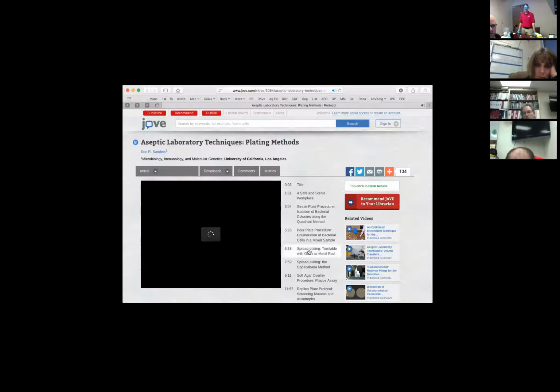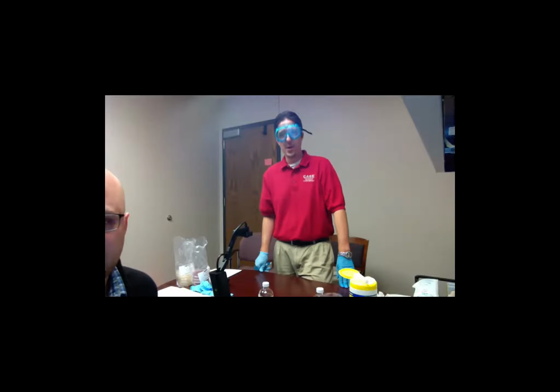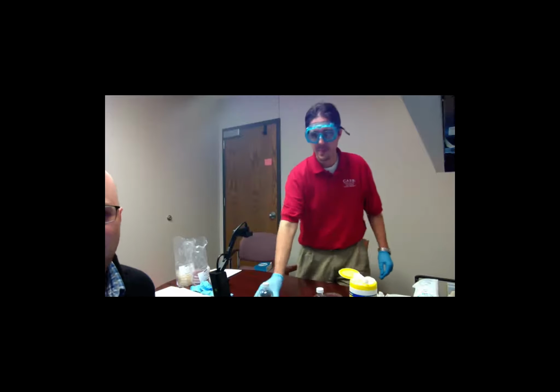This protocol incorporates aseptic technique. That's not working. Spread plating aims to separate microorganisms contained in a small sample volume. Evenly across the agar. So basically, equilibrate a plate. Okay. Sorry guys, that didn't work. It works in the links, though.